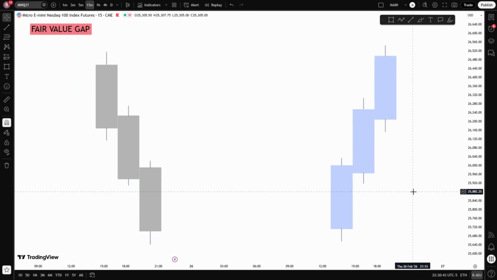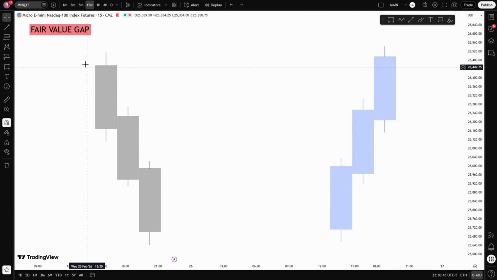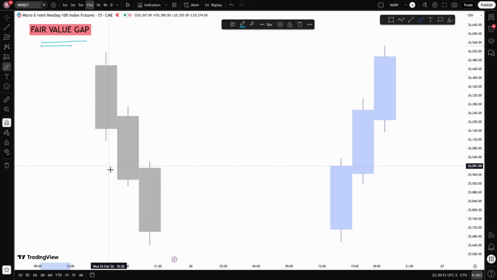The first thing we are going to go over is what a fair value gap actually is. A fair value gap is a 3-candlestick pattern. Specifically, it forms when the low of the first candle does not overlap with the high of the third candle, or when the high of the first candle does not overlap with the low of the third candle. Let's break that down more clearly.